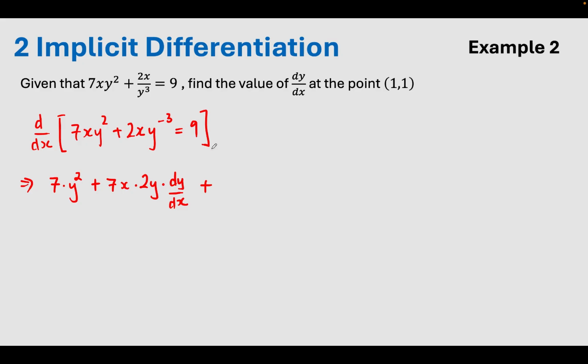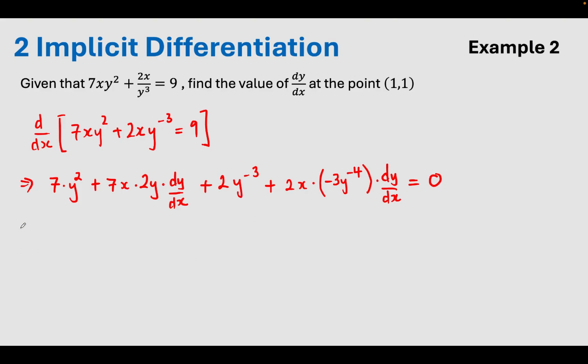Now, plus the derivative of 2x, which is just 2, multiplied by y to the minus 3. And then it's going to be plus 2x multiplied by the derivative of y to the minus 3, which will give me minus 3y to the minus 4 times dy/dx equals 0. Now at this point, you can either rearrange for dy/dx, but since we don't have to, we can just substitute the points we want to put in.